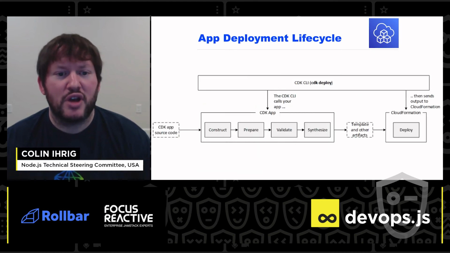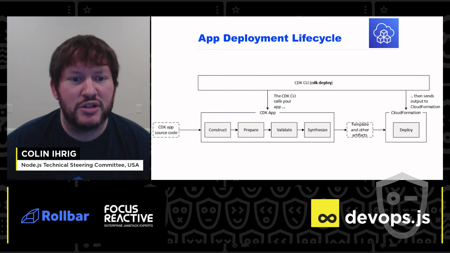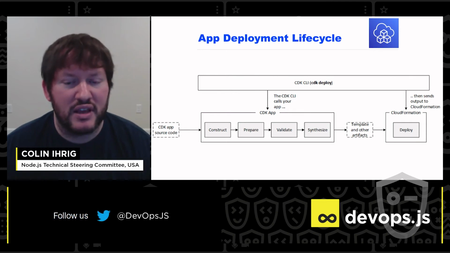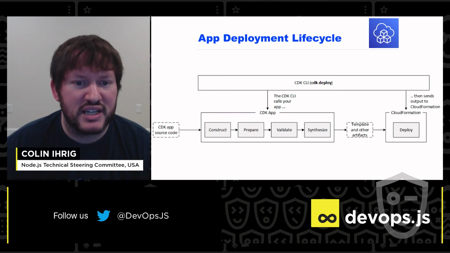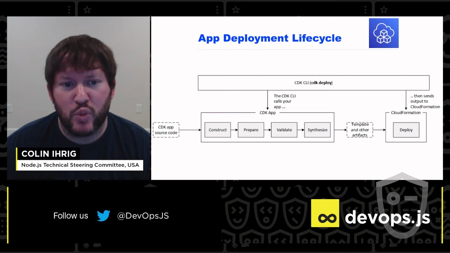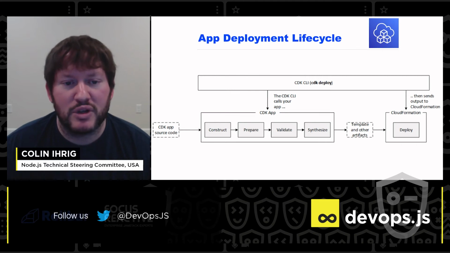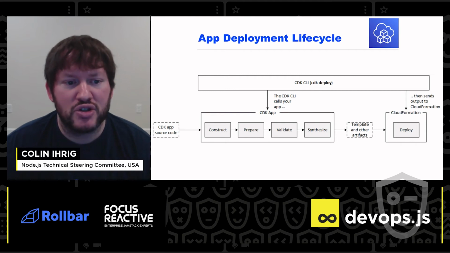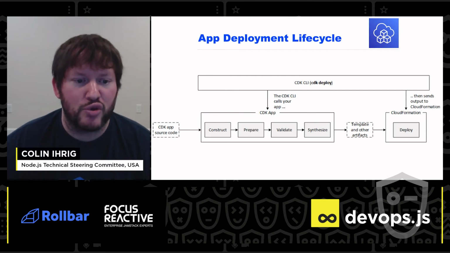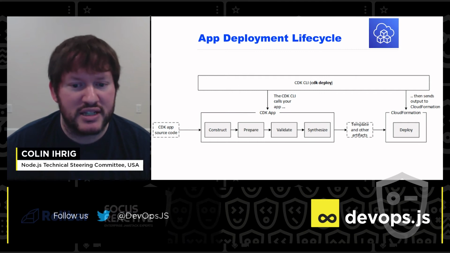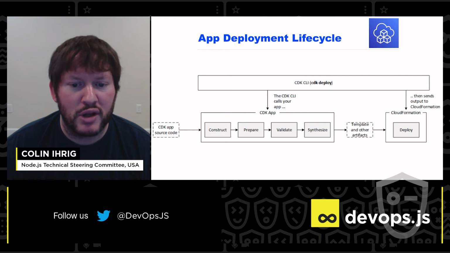So next, I wanted to talk about how these applications are synthesized and deployed. So you can see we have the overall workflow here. You'll see CDK CLI at the top. cdk deploy is one of the CLI commands. I'll talk about what some of the other ones are later. And what it does is it reads in your application source code. It goes through what's called the construct phase, where user code is run and all of the constructor chain is executed. So it's basically building the construct tree.